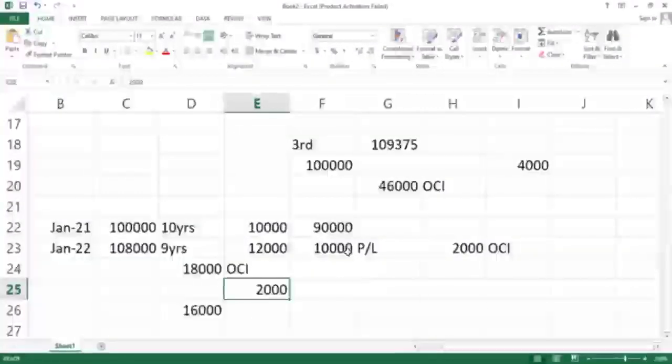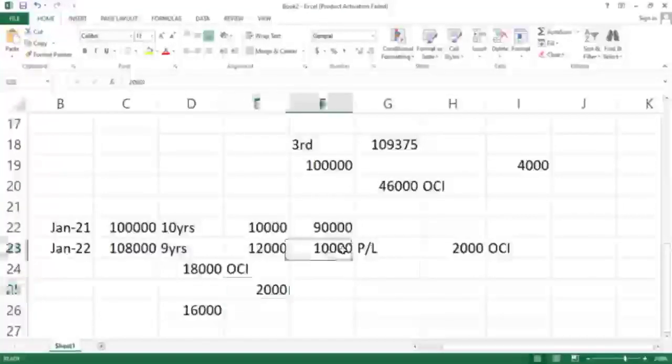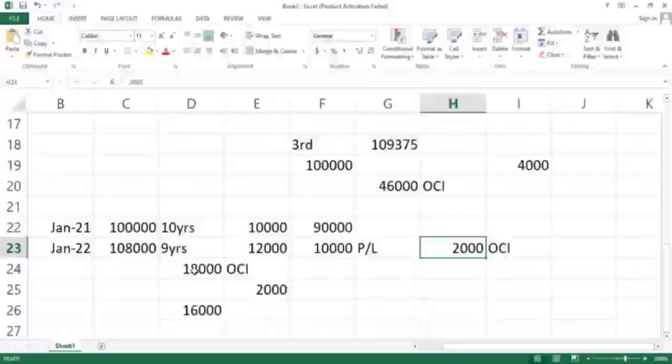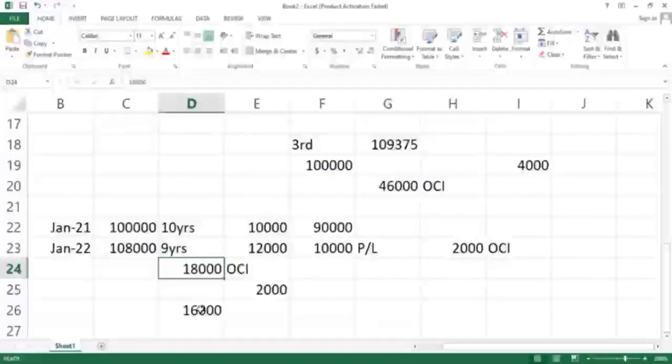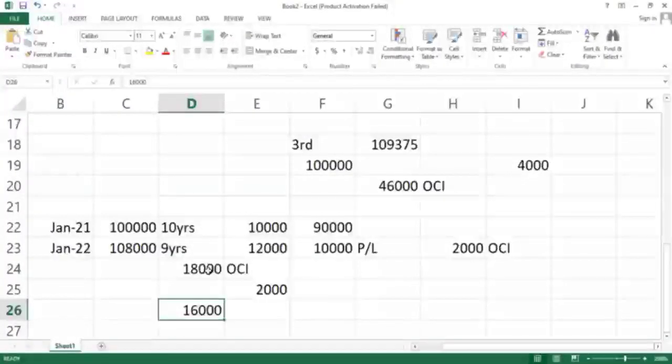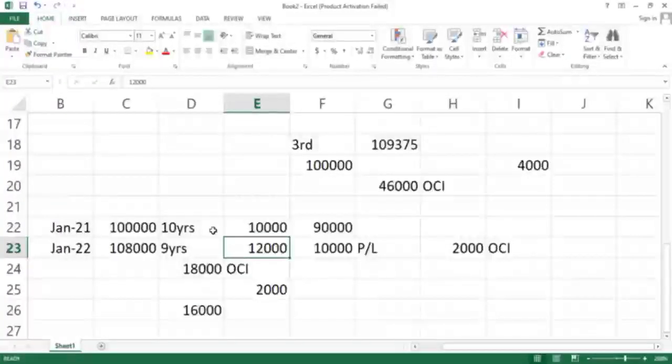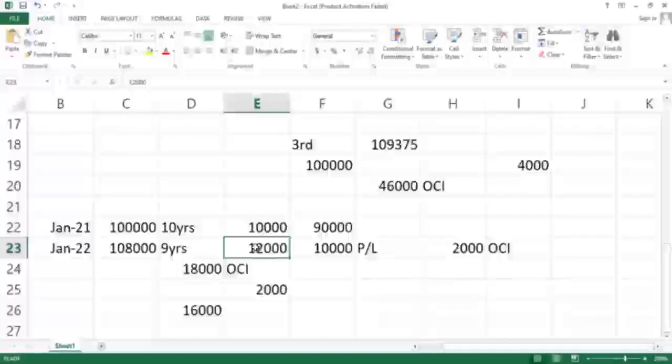That's why I'm saying that under normal circumstances, the 10,000 should have gone to profit and loss, and 2,000 would go to other comprehensive income to reduce this to 16,000. But we don't do that. We still keep the 18,000 and subtract 12,000 from the profit and loss. It means that the portion that relates to the revaluation surplus was added to the depreciation for the year, which should have gone to profit and loss, and it was subtracted from the profit.